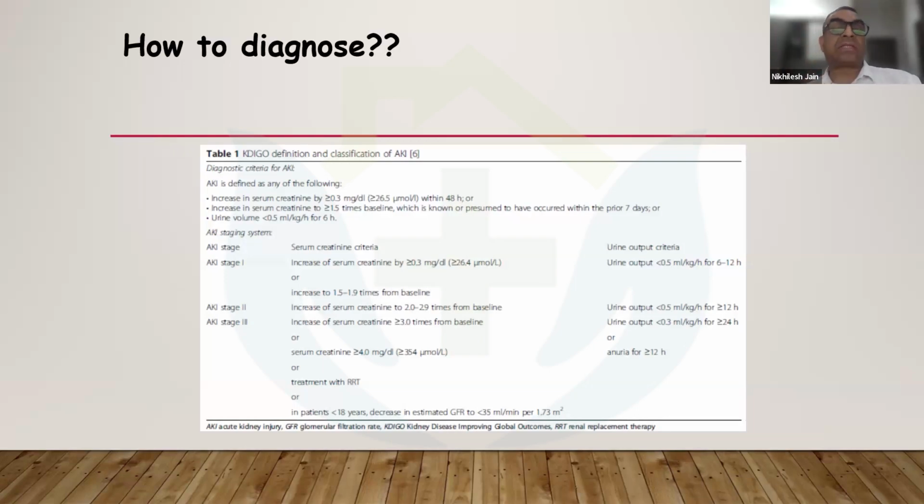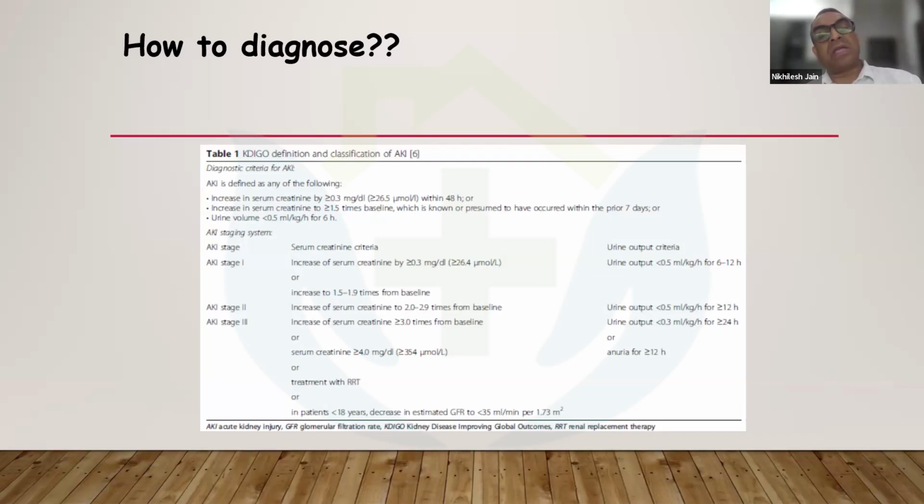If you're talking about AKI stage, then you can use again serum creatinine criteria and urine output criteria. So acute kidney injury stage 1: increase of serum creatinine by more than or equal to 0.3 milligram per deciliter, or increase to 1.5 to 1.9 times from the baseline. If you've got stage 2, then you get an increase in serum creatinine to 2 to 2.9 times from baseline. If it is stage 3, then you get an increase of serum creatinine of more than or equal to 3 times from baseline.